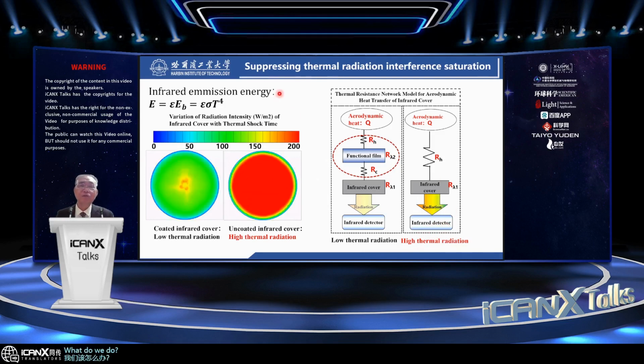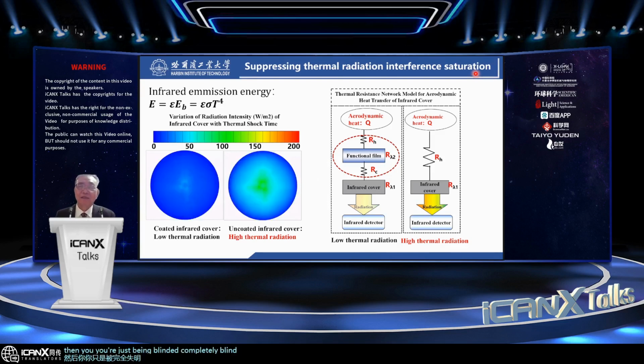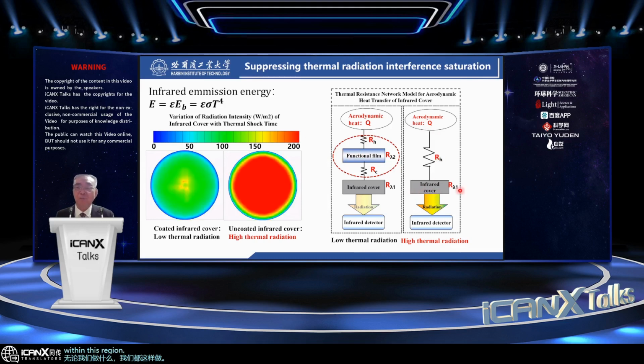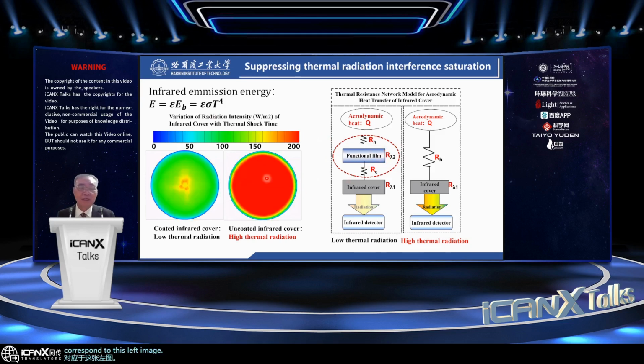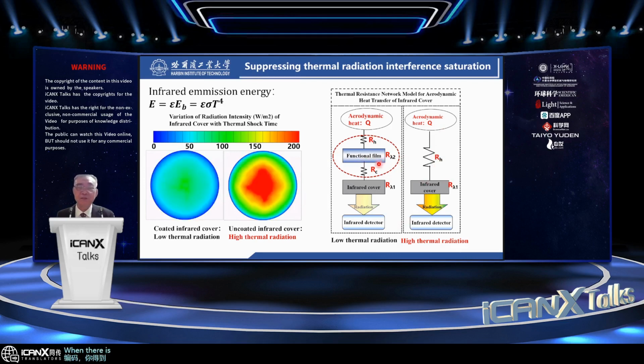What do we do? How to suppress the thermal radiation interference saturation? If the saturation is completely saturated, then you're just been blinded, completely blinded. So what we do? We do this. Within this region, meaning on top of the infrared cover, you make a functional thin film, which will drastically reduce your thermal radiation. This left image corresponds to this left image, and this right image corresponds to here. When there is no coating, you get this. When there is a functional film, you get this.